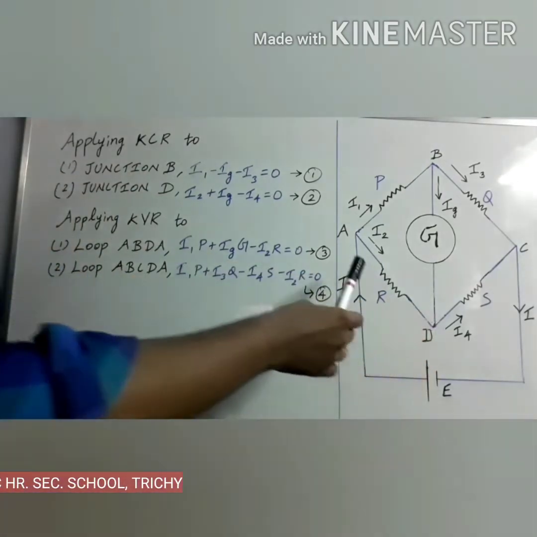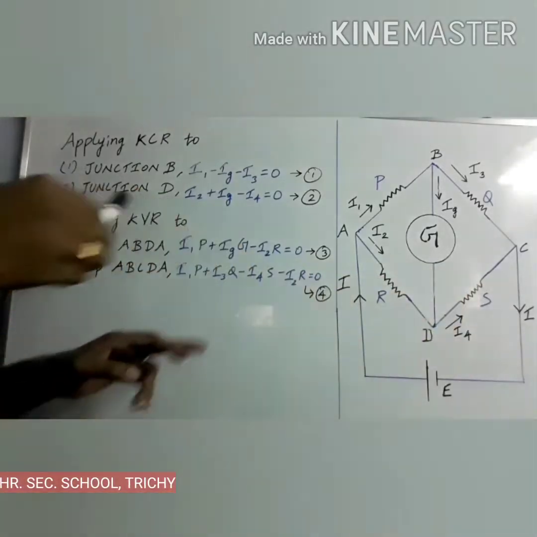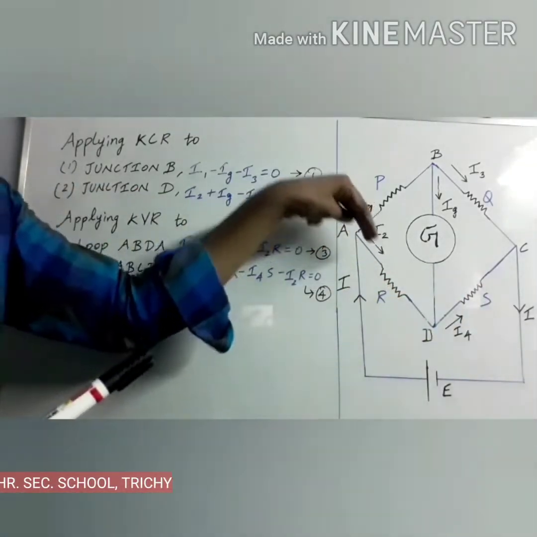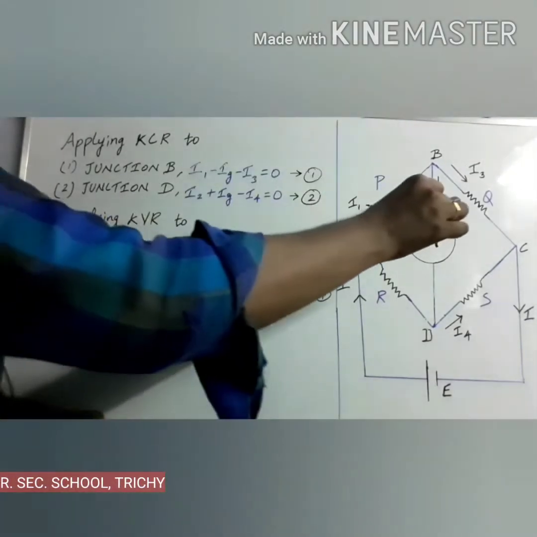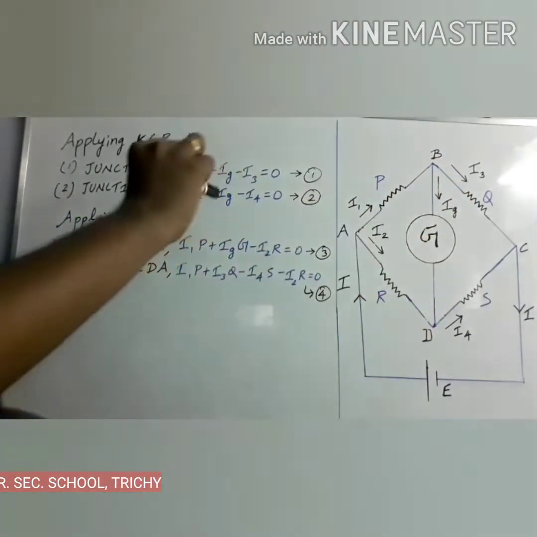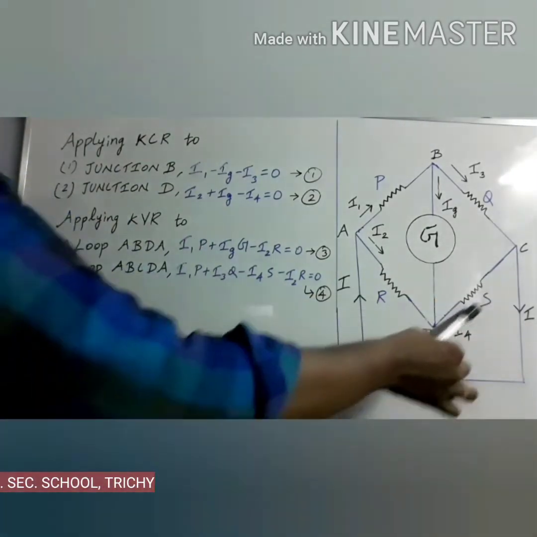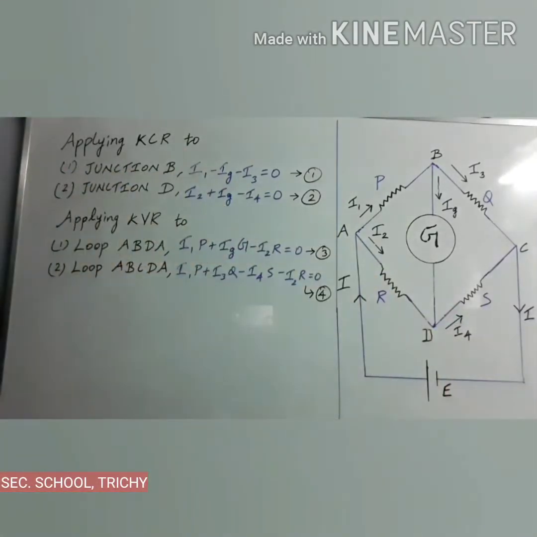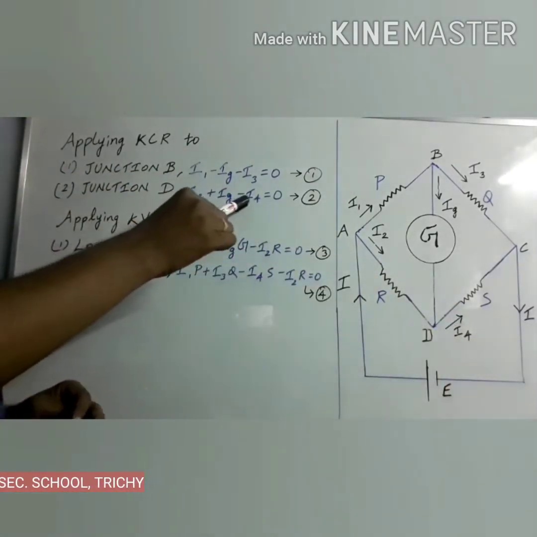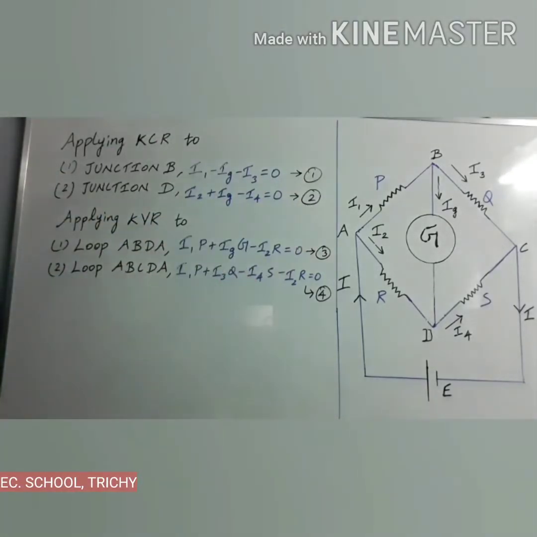We are going to apply Kirchhoff's current rule for the junction D. Junction D is here. There are 3 currents, I2, Ig and I4. I2 flows towards D, so I2 gets the positive value. Ig is also flowing towards junction D, so it also gets the positive value. What about I4? It's leaving the junction D, flowing away from it, so I4 gets the negative sign. So I2 plus Ig minus I4, the algebraic sum, is equal to 0. That is the second equation.